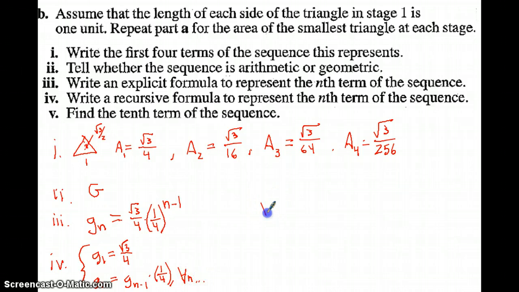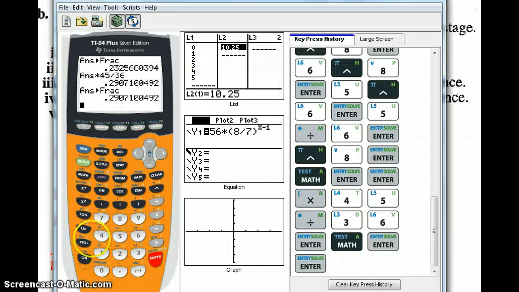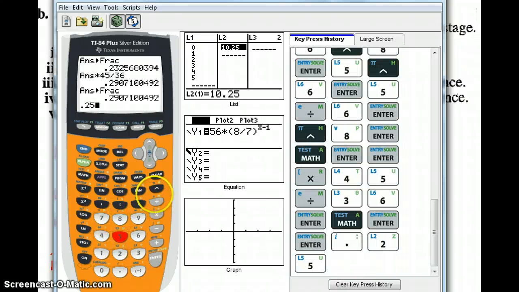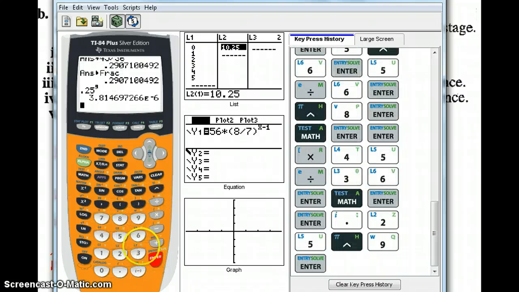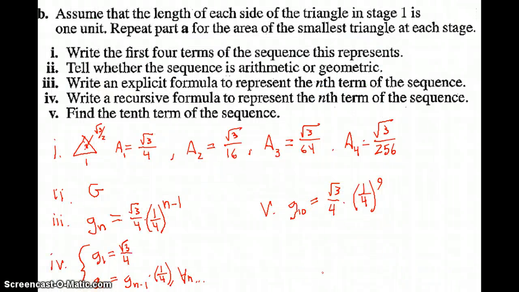Okay, and then part 5. Find the 10th term, g sub 10 here. Of course, I don't know about you, but I'm going straight to explicit for this one. Square root of 3 over 4 times 1/4 to the 9th power. That's really tiny. Times the square root of 3 over 4.